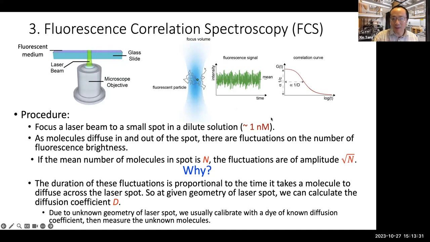Such as 1 millimole. 1 millimole is not very low, but it's quite low. And if we let this concentration be even lower, like 1 picomole or even lower than 1 picomole, then you can reach the condition that at each time, there is only one particle in the light cone, or there is no particle in the light cone.